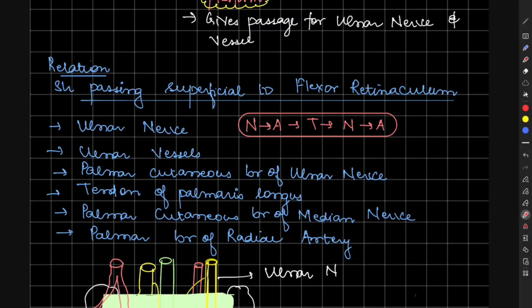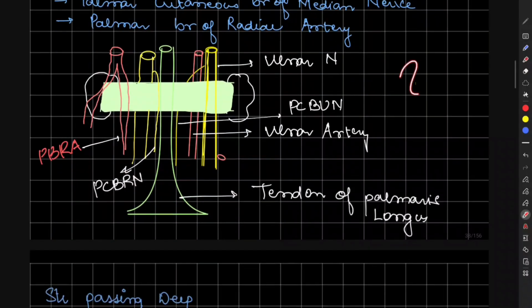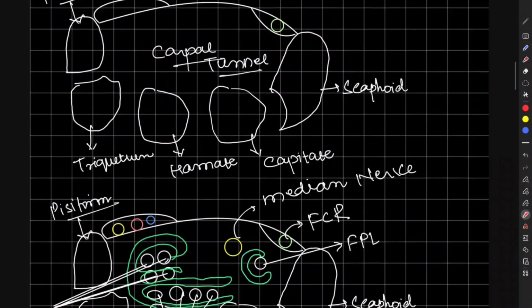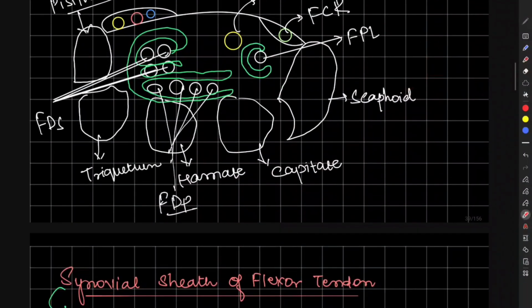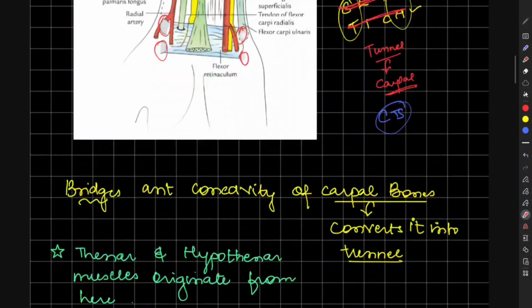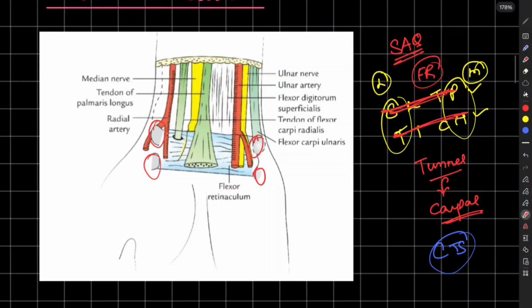Now talking about the relations, you have the structures. ये लाइन डायग्राम है बेसिकली. You have the structures passing deep and superficial. This is another line diagram. This is okay. उसी अगर हम डायग्राम, हाँ ये डायग्राम में देखेंगे, सो यू कैन सी द स्ट्रक्चर्स पासिंग सुपरफिशियल टू द फ्लेक्सर रेटिनाकुलम. First of all we have the median nerve.